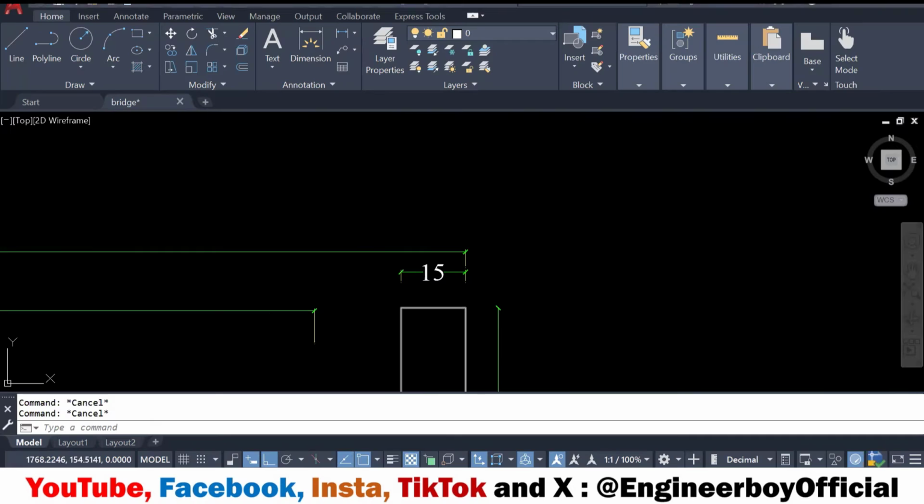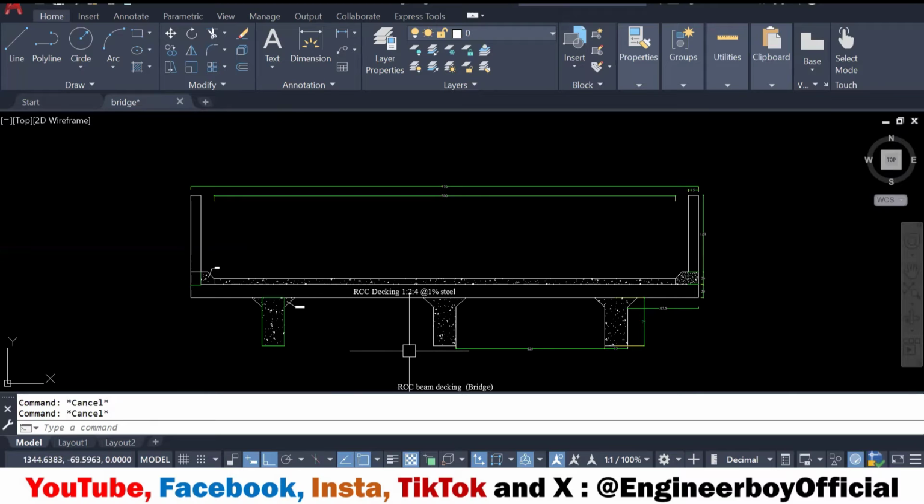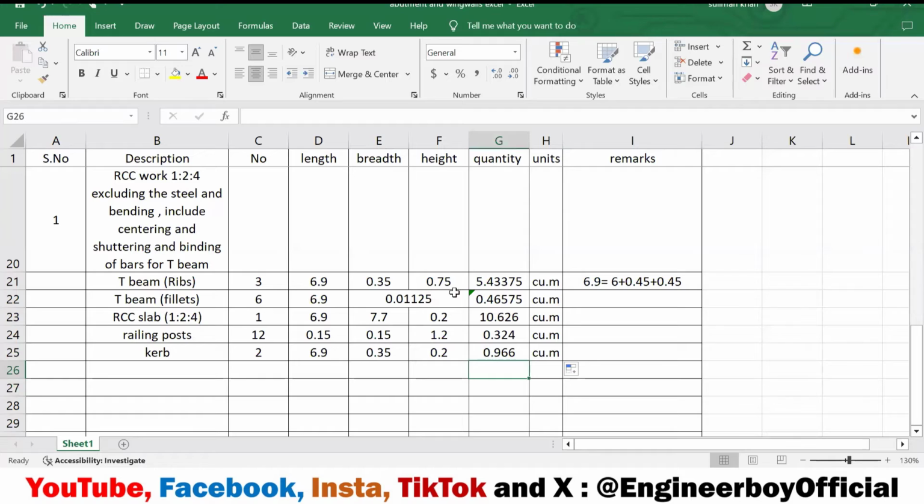The RCC work has actually been calculated. If you see, there is nothing remaining in the RCC work. So I can add all these things with the auto sum, which is 17.8, maybe in cubic meters. So this is 17 cubic meters RCC work.